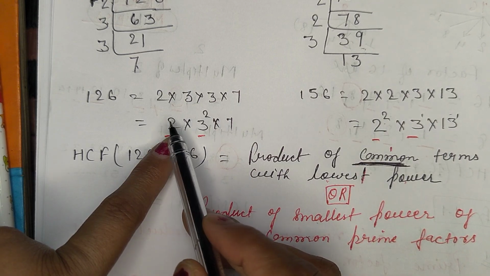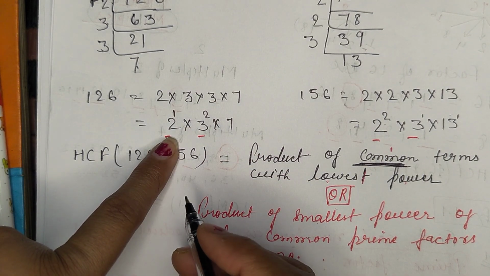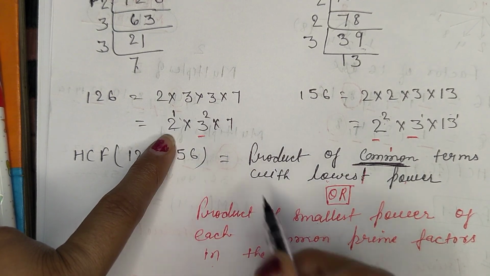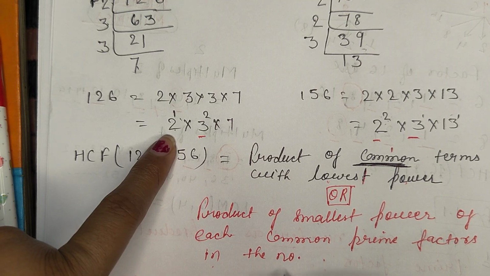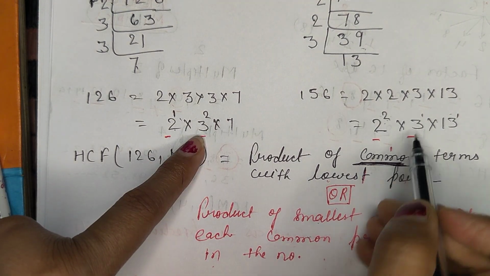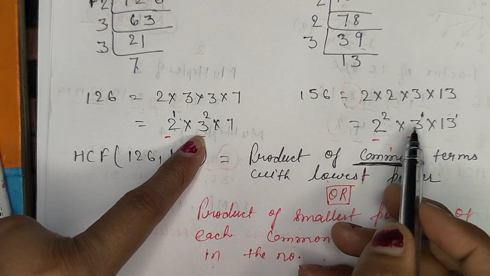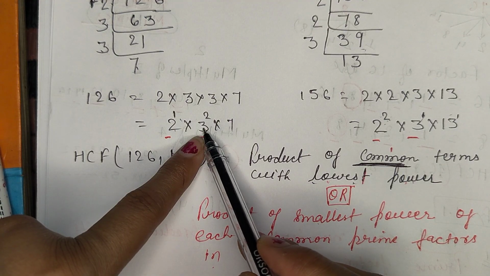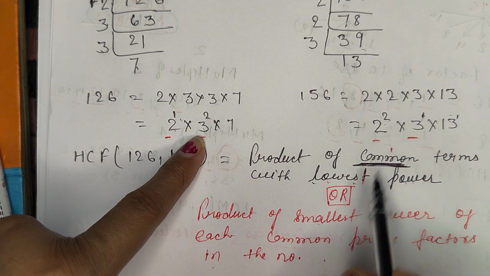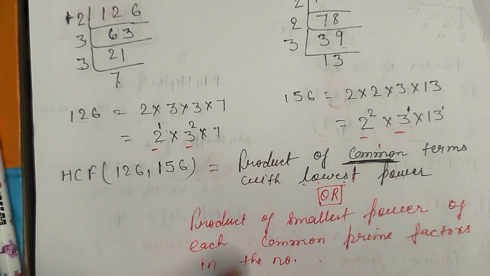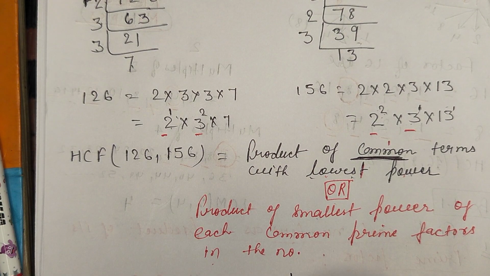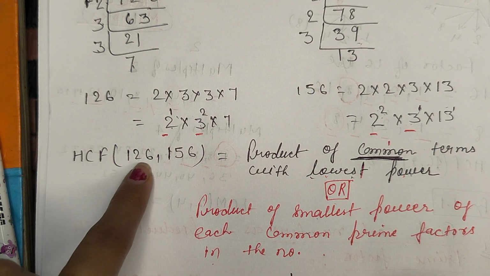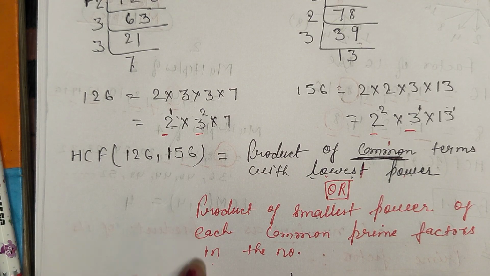2 here is power 1 and there it is power 2. Which is the lowest power, 1 or 2? It's 1, so we take 1. The other common factor is 3. Its power here is 2 and there it is 1, so we take 1. What is the multiple of these numbers? 2 times 3 is 6. So the HCF of 126 and 156 is 6.